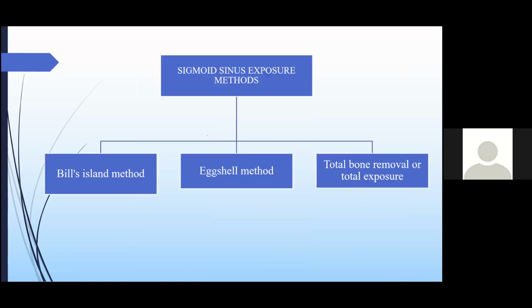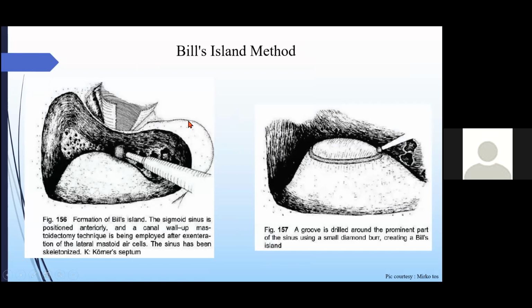So what are the methods which we can adopt for exposure of the sigmoid sinus? There are 3 broadly designed methods: the Bill's Island method, the eggshell method, and the total exposure method. What is the Bill's Island method? It was designed by Bill House, when he was performing translabyrinthine surgery, and he had to expose the sigmoid sinus so he can push it behind and proceed by the translabyrinthine route for surgery of the lateral skull base.